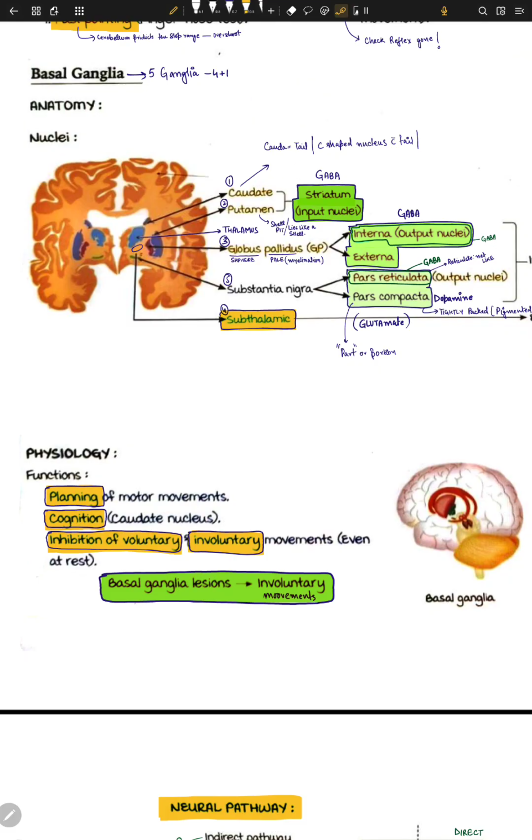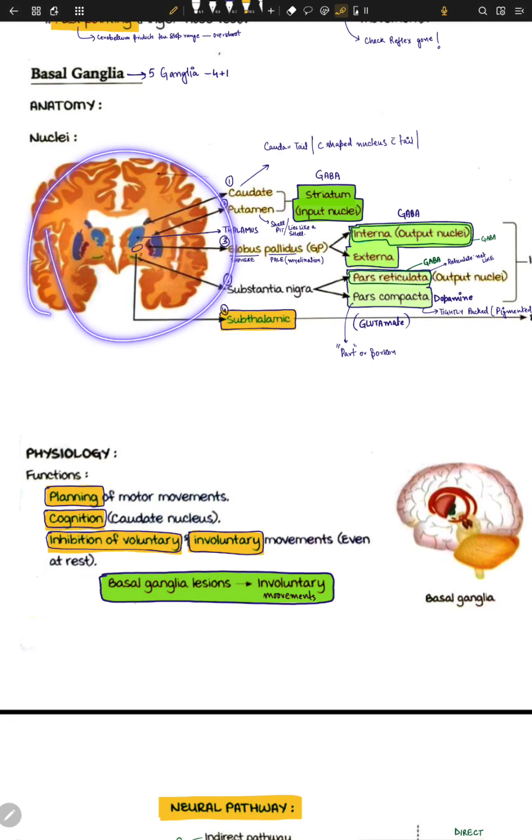So what are those 4 nuclei? The first is caudate, second is putamen, third is globus pallidus, and fourth is substantia nigra. Those 4 ganglia are inhibitory in nature. It means they work on GABA. And the subthalamic nuclei, subthalamic ganglia, is excitatory. It means they work on glutamate.